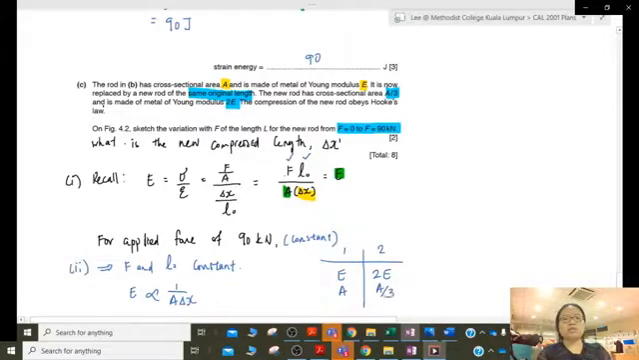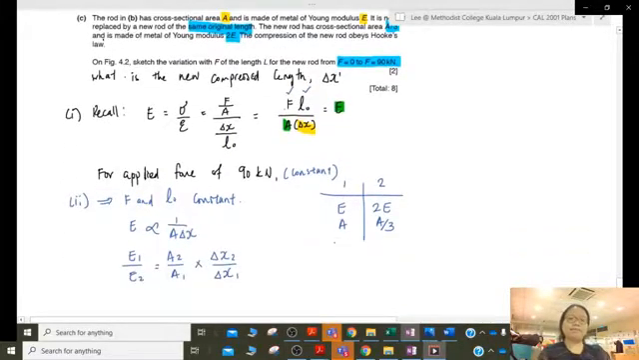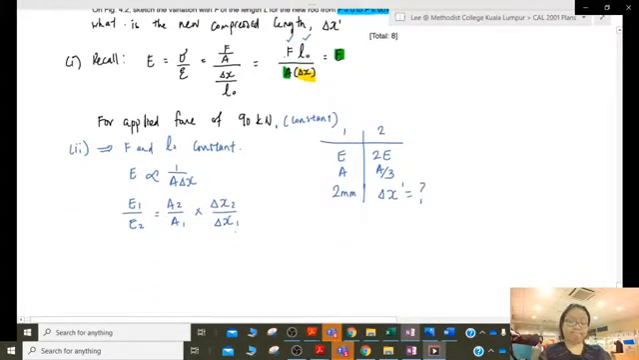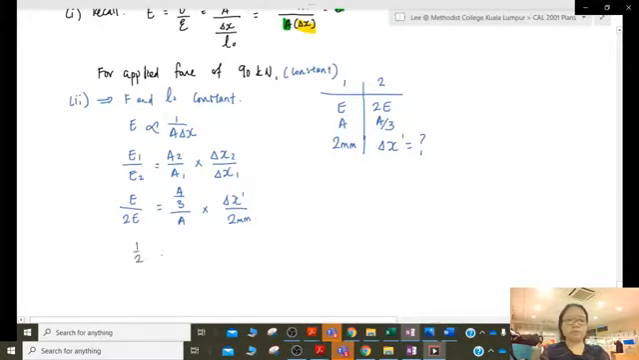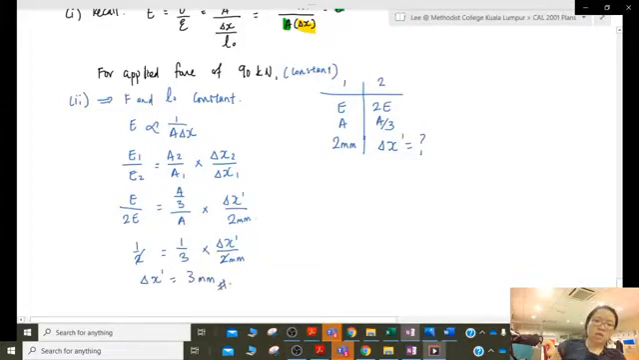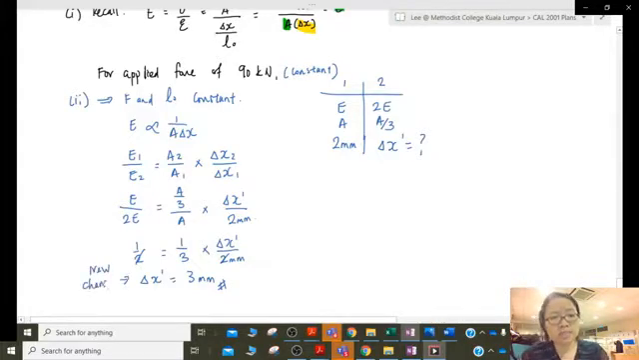So Young modulus is double, area is 1/3, but then you find the new extension for the same force, 90 kilonewton. So that's why it's not inside. So E over 2E is equal to new area over old area, new extension over old extension. Okay, so just rearrange and you will notice that our new extension is 3 millimeter. Okay, remember, my friends, in AS, ratio is your best friend.